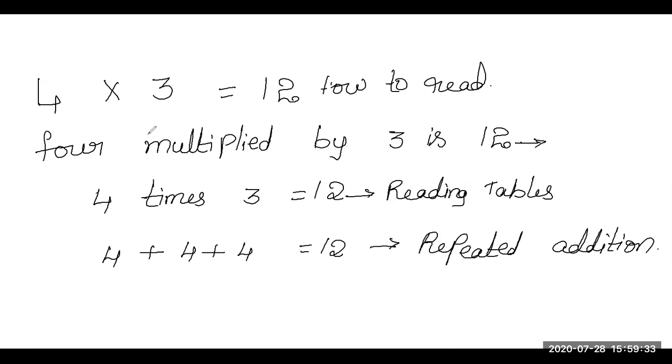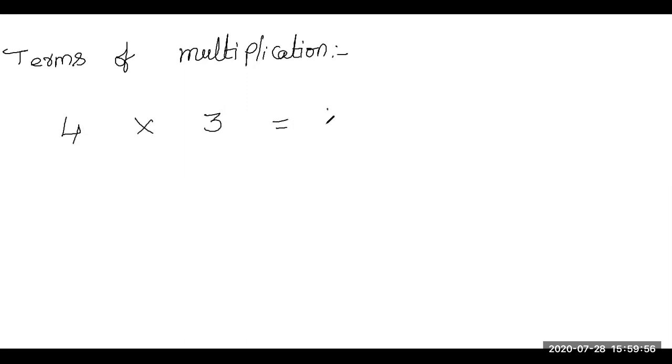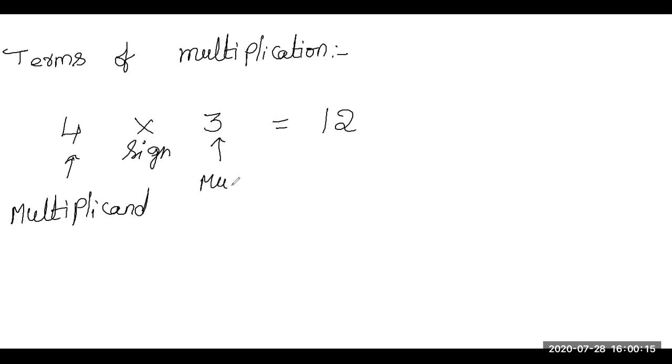Now coming to terms of multiplication. The same example I am taking, 4 multiplied by 3 is equal to 12, and this 4 is called multiplicand. With what number you are doing multiplication? With 4. And this is your sign. And this is multiplier, the number by which we multiply is called multiplier. And this is the product.